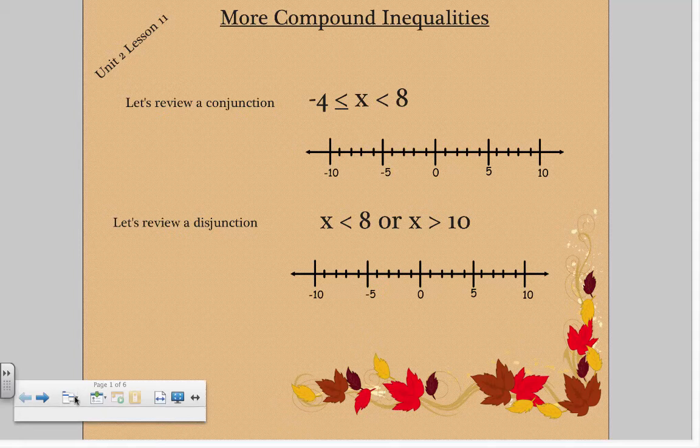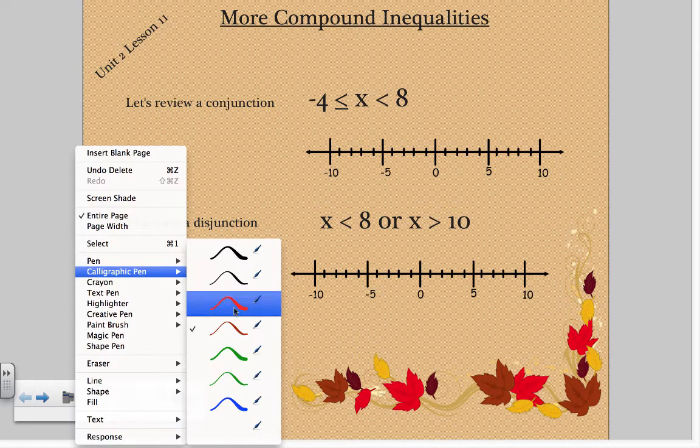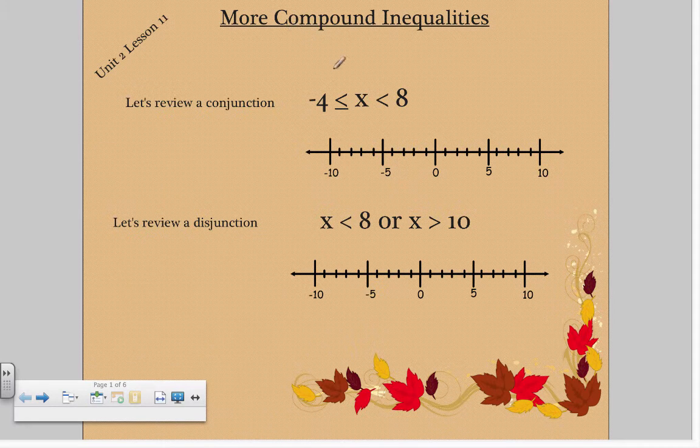We're going to continue our studies today with more compound sentences. And we're going to look at the inequalities. So let's just review a conjunction here. Remember, a conjunction is the word "and."